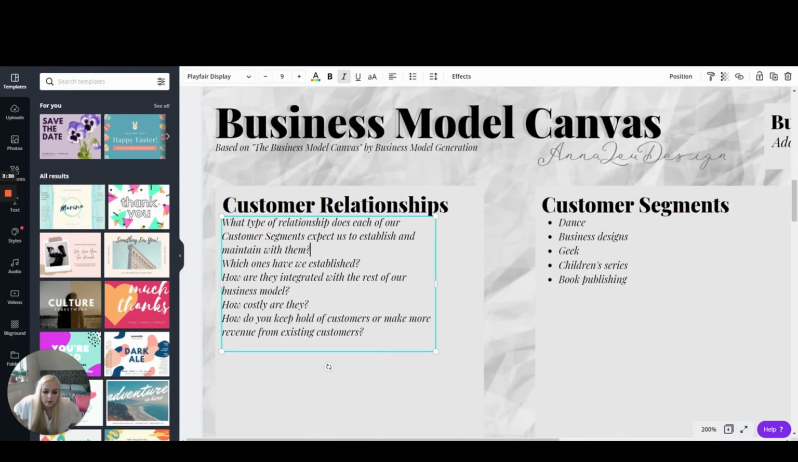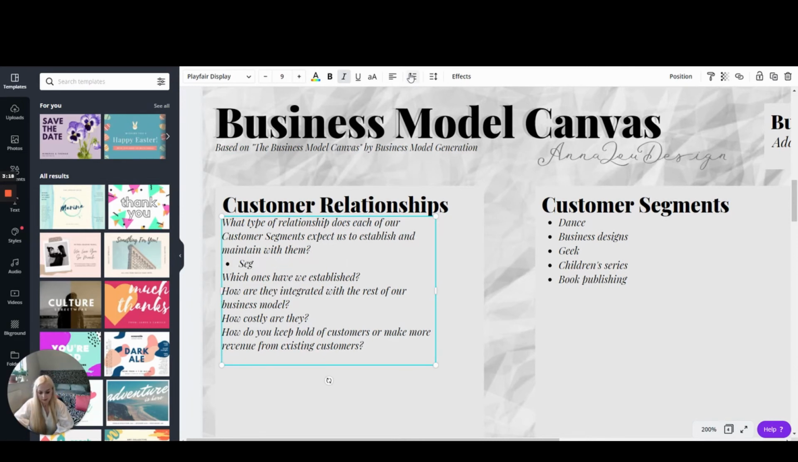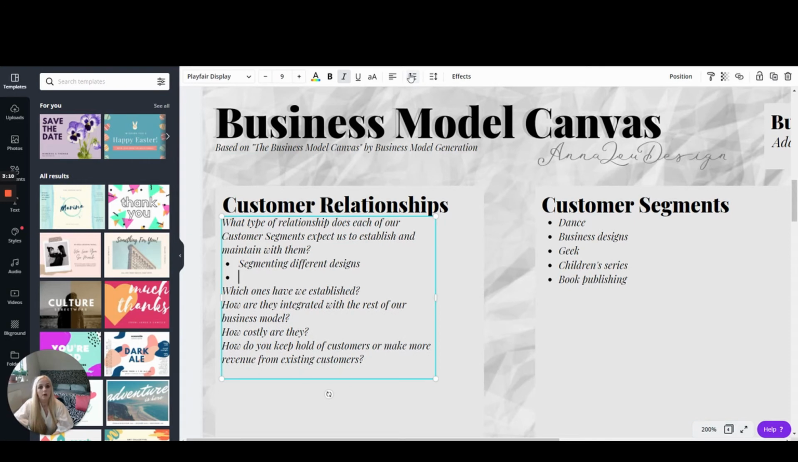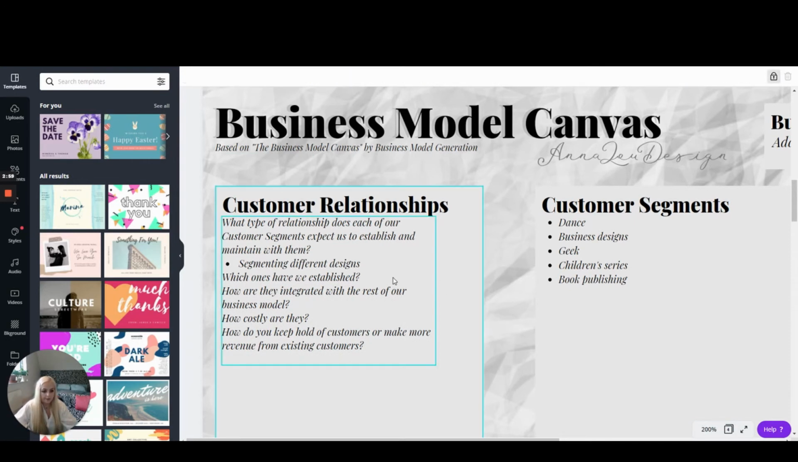So what type of relationships does each of our customer segments expect us to establish and maintain with them? Segmenting different designs, it's not ideal to have so many different things, but I'm just going to see how it goes. I think I'm going to leave the dance section out of my thing, and I'm still considering the geek thing because I'm worried about copyright. I need to do some more research into that, but definitely business designs, definitely some children's things.